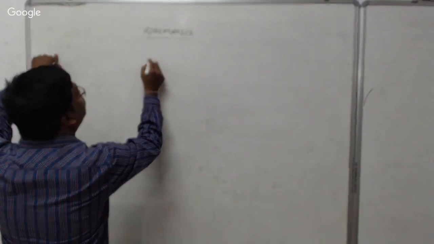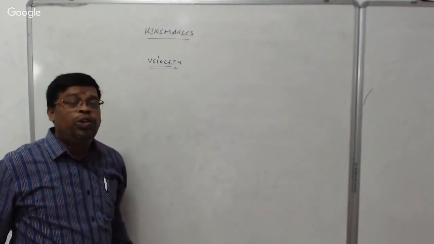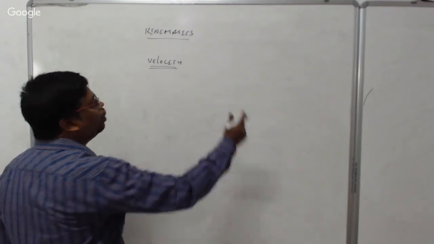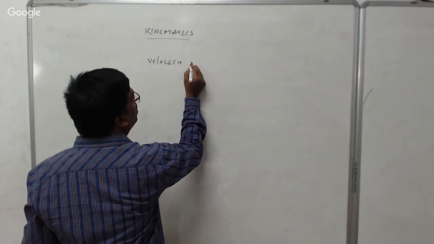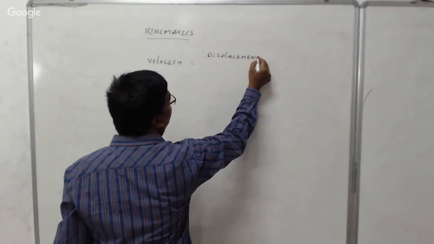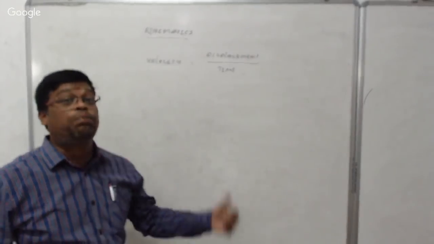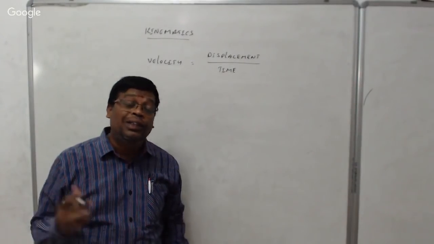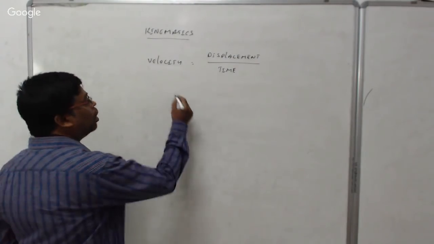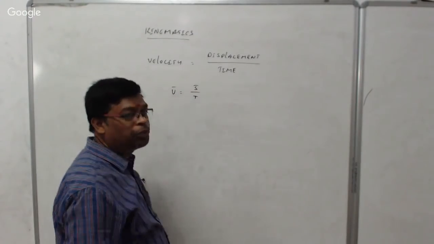Coming to velocity. What do you mean by velocity? The rate of displacement is called velocity. Velocity is equal to displacement by time. As speed is distance traveled by time, velocity is displacement by time. So how to represent it? V bar is equal to S bar by T.